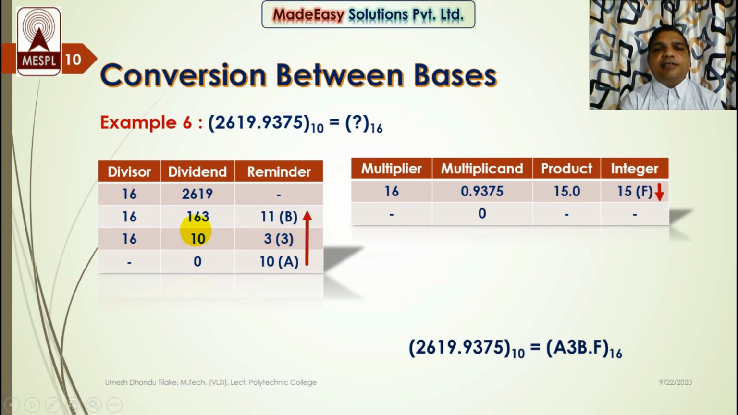Now again divide this 10 by 16. So 10 is less than 16, so we cannot divide it. So 0 is the quotient over here. So 0 multiplied by 16 is 0. 0 subtracted from 10 we get 10 as a remainder over here, and the hexadecimal equivalent of 10 is A. So A3B is the equivalent hexadecimal integer part of the 2619 decimal integer part.